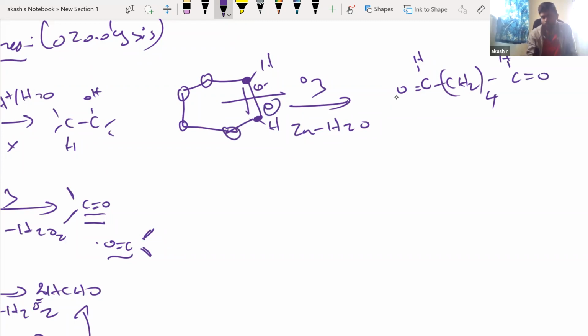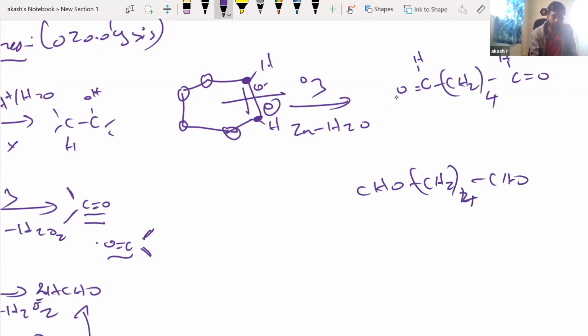C double bond O. Now what you have here basically is CH2, CHO, CH2 four times, CHO. Done. Very simple, right? I did not do anything extra. All I did is break the C double bond C and put oxygen on both sides. Very, very simple, right? Will you try one more?